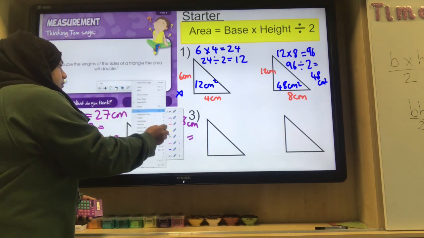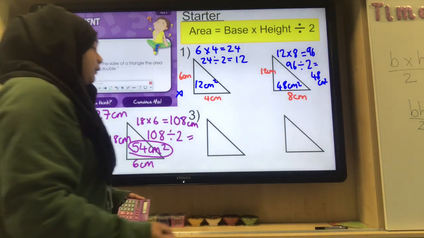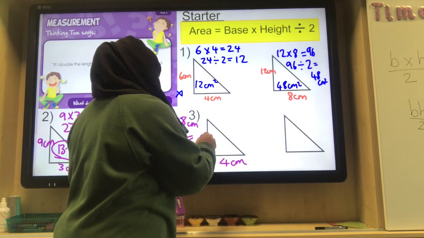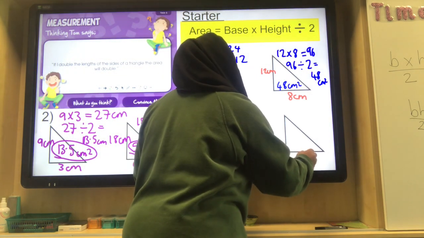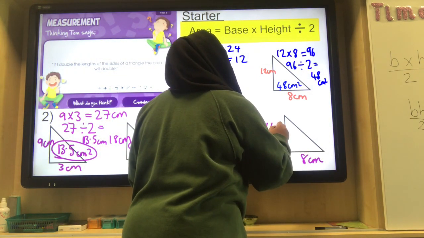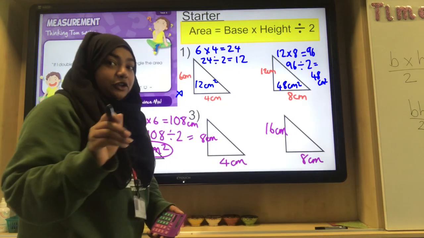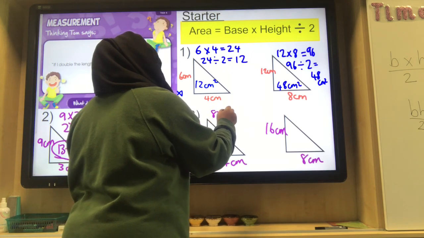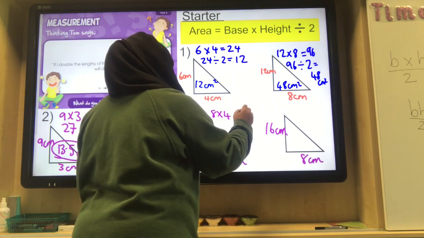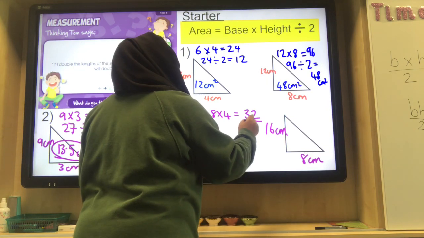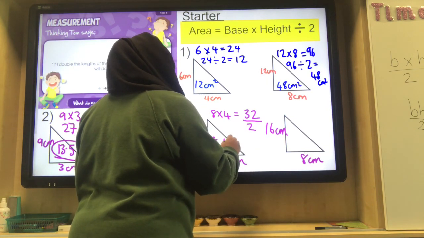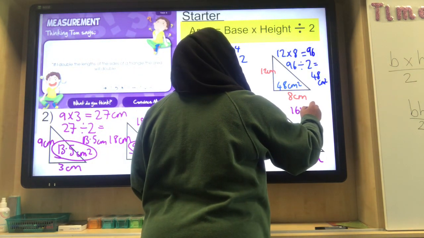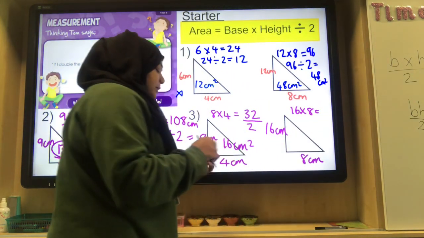I might do multiples of 4, so I'm going to go with 4 centimetres and 8 centimetres here. So this will be 8 and this will be 16. Hopefully you're doing your own at home. So the area of this triangle would be 8 times 4, which equals 32, and then half of 32 is 16 centimetres squared. And then again here I'm just going to use my trusty calculator. Please do not use one at home. Use your short multiplication if you need to.